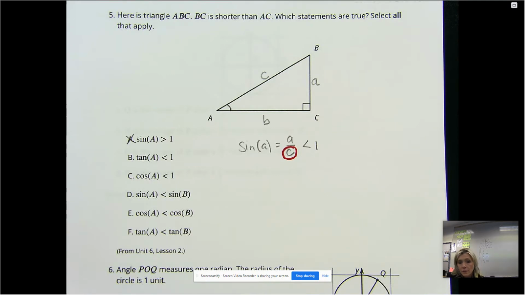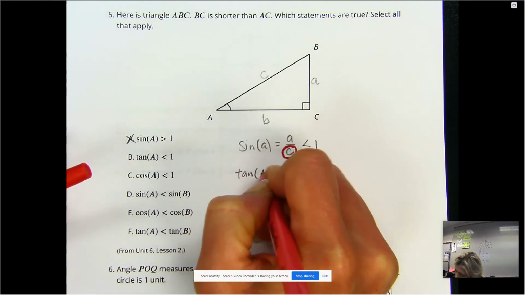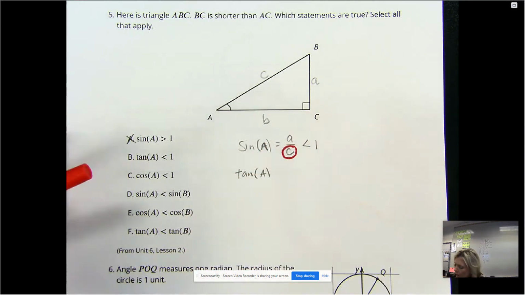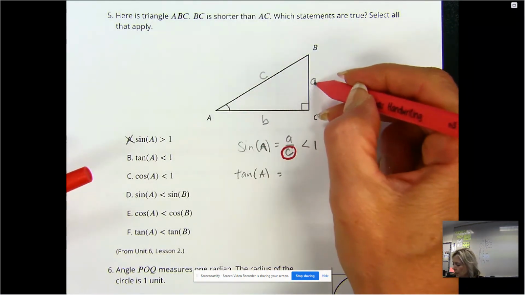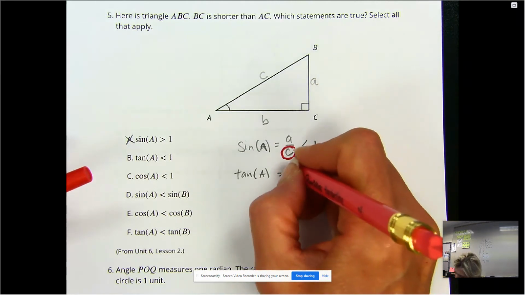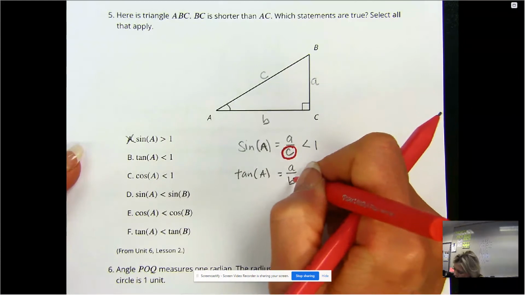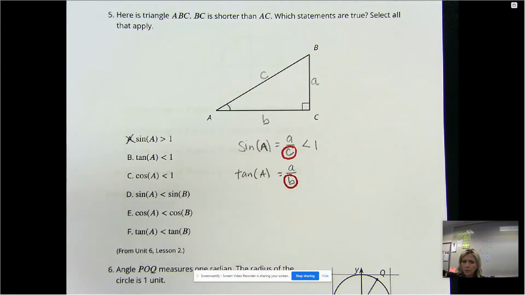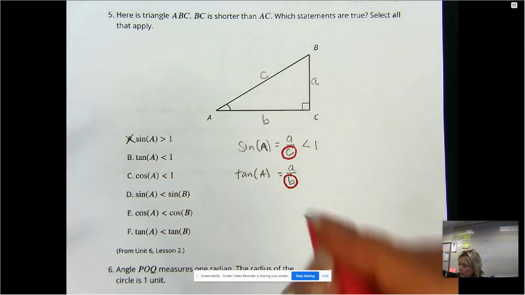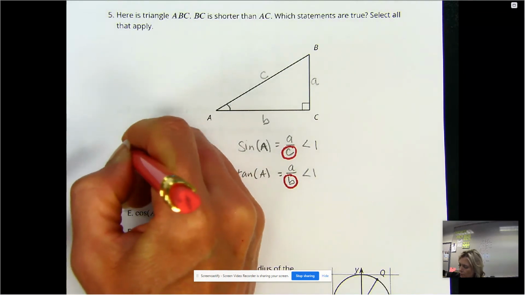Okay, next is the tangent of A. The tangent of A, I should have used a capital A up here. The tangent of A is equal to A over B. In this fraction, this is the larger number again. You can see side B is larger than side A. And so this is less than 1, which is what this says. So yes for B.